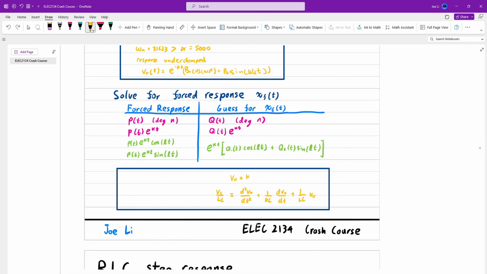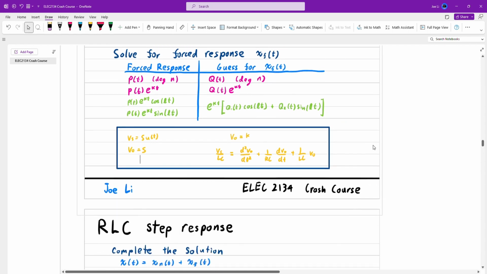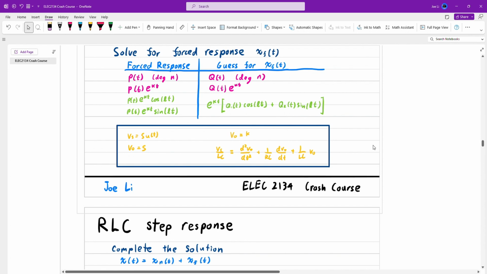Now, Vs is 5 u(t). So a really strategic method to find V0 is just V0 equals 5, because Vs is 5. You just eyeball it, which is quite direct, because you get V0 over LC equals Vs over LC. So if Vs is 5, V0 is 5. Cool.